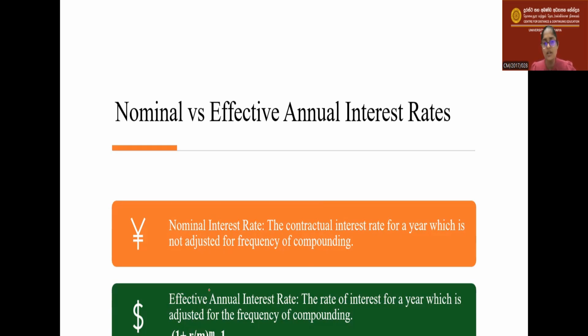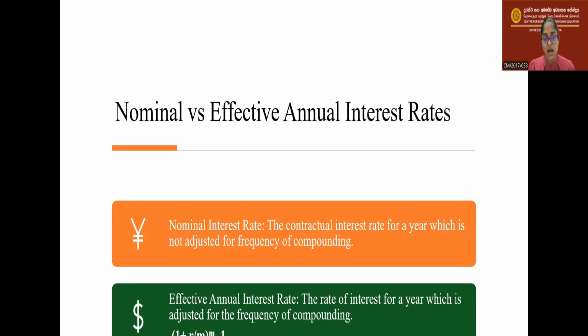When it comes to the effective annual interest rate, rather than the nominal, an effective term is there. That means the rate of interest for a year, which is adjusted for the frequency of compounding. So the nominal interest rate, the contractual interest rate for a year, is not adjusted for the frequency of compounding. But when it comes to the effective annual interest rate, the rate of interest for a year, it is adjusted for the frequency of compounding. In the effective annual interest rate, the frequency of compounding adjustment is there, but in the nominal interest rate, it's not. Right? So, what would be the effective annual interest rate formula?